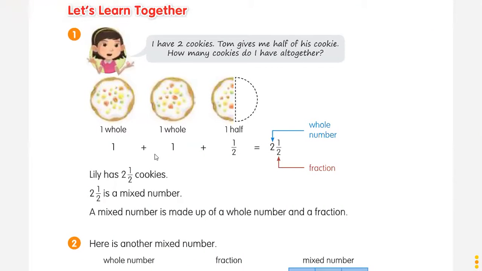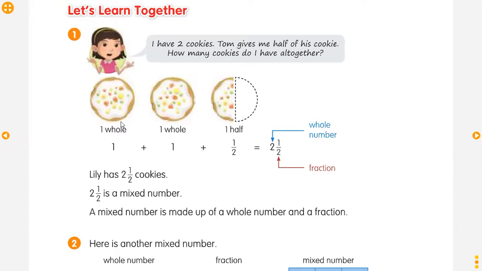A mixed number comes from the name, mixed number. This is a mix between two different numbers. The first one is a whole number. The second one is a fraction. So the mixed number is a mix between a whole number and a fraction.